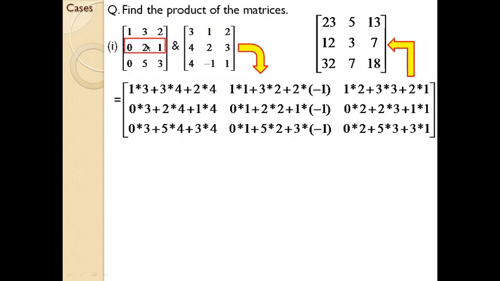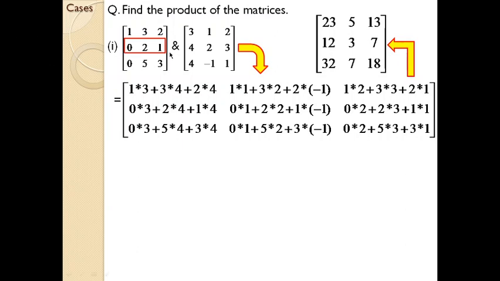So, next one, second row. Second row means this one. See, like this one. First row was this one. So once you are going for the second row, it means this one. Okay. As I have suggested, the row has to be multiplied with all the columns of the second matrix.